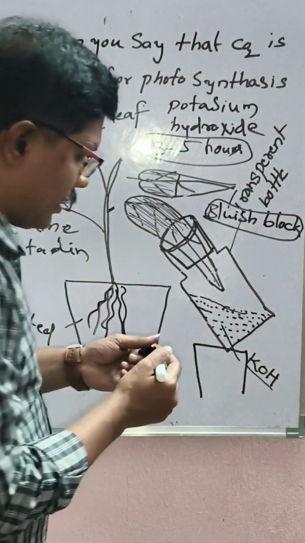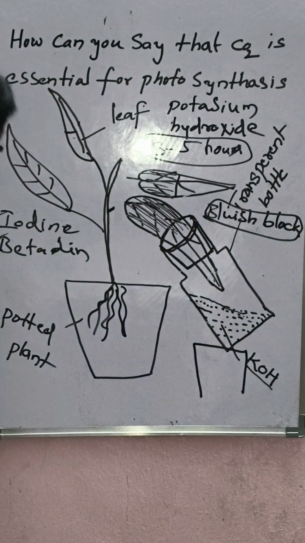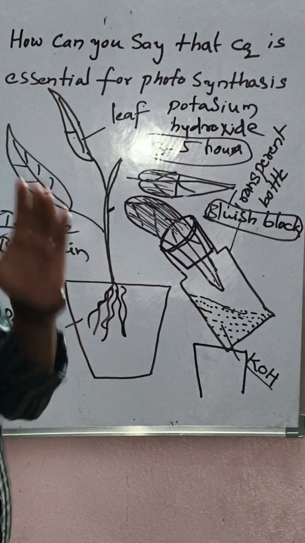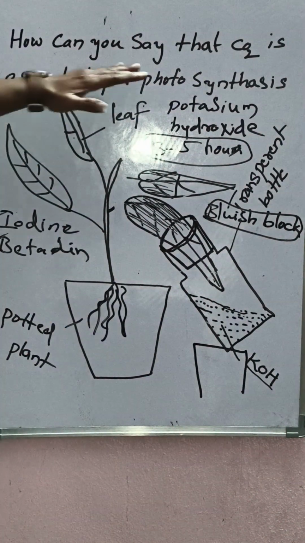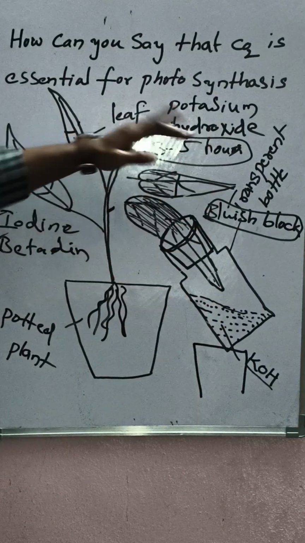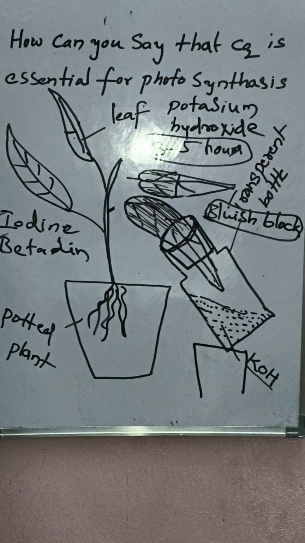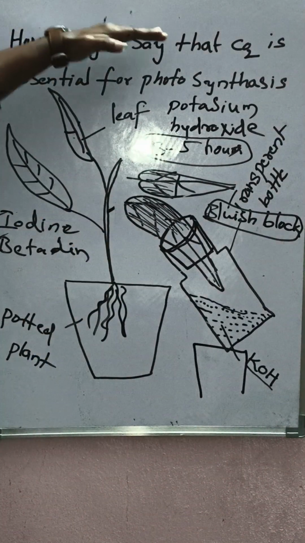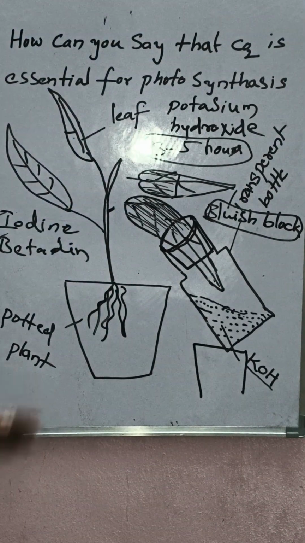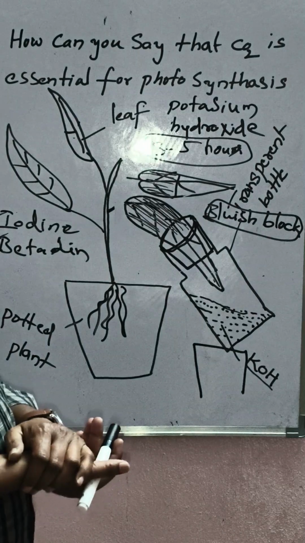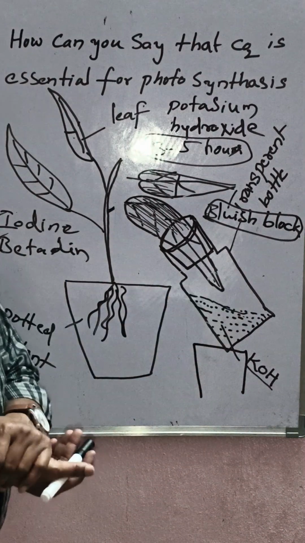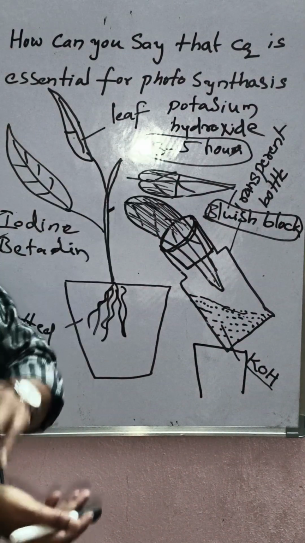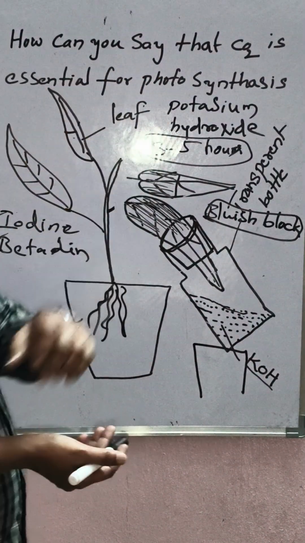So based on that, for the formation of starch, four factors are essential. Based on this, we can say that carbon dioxide is essential for photosynthesis. This is a very, very important question. In this, what they will ask is: in the bottle, what solution did they use? KOH solution. Why did they use the KOH solution? To absorb the carbon dioxide.